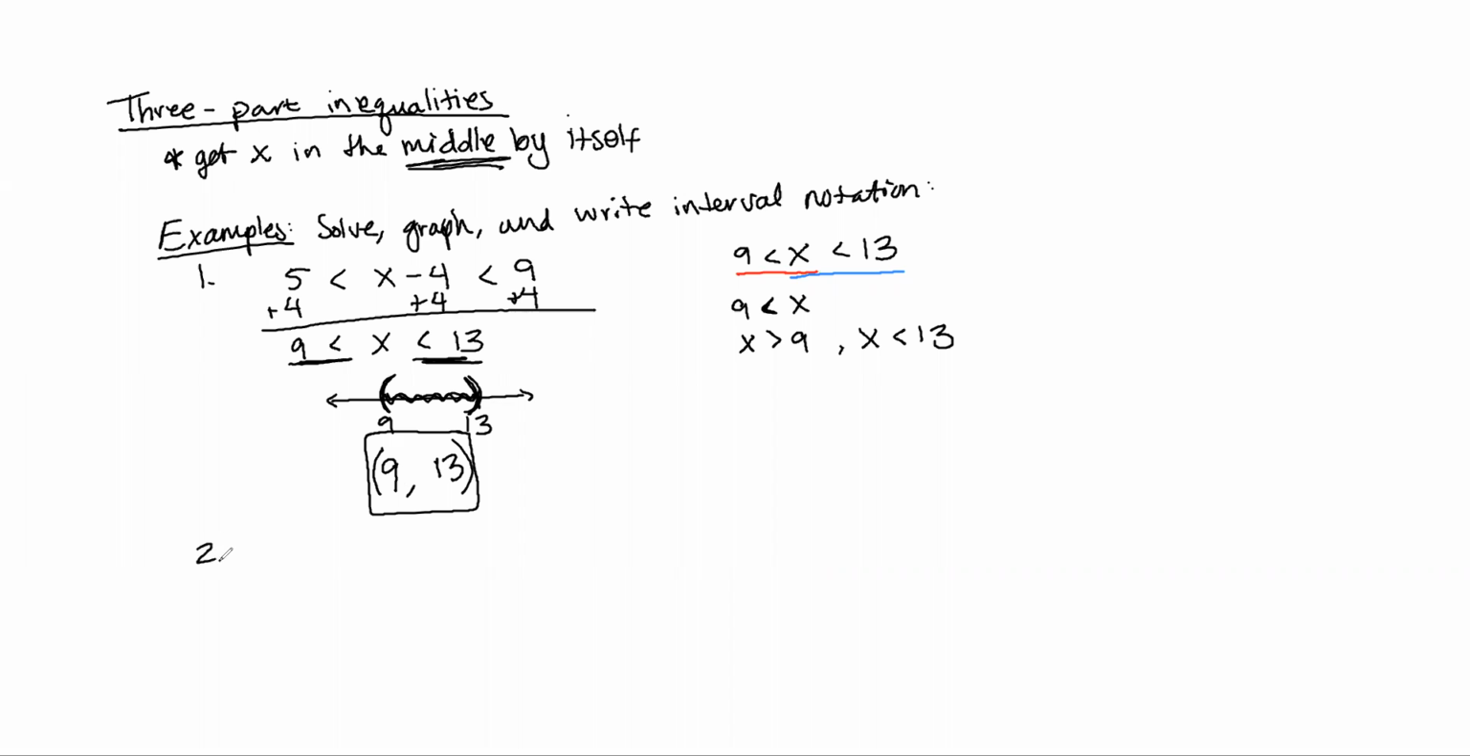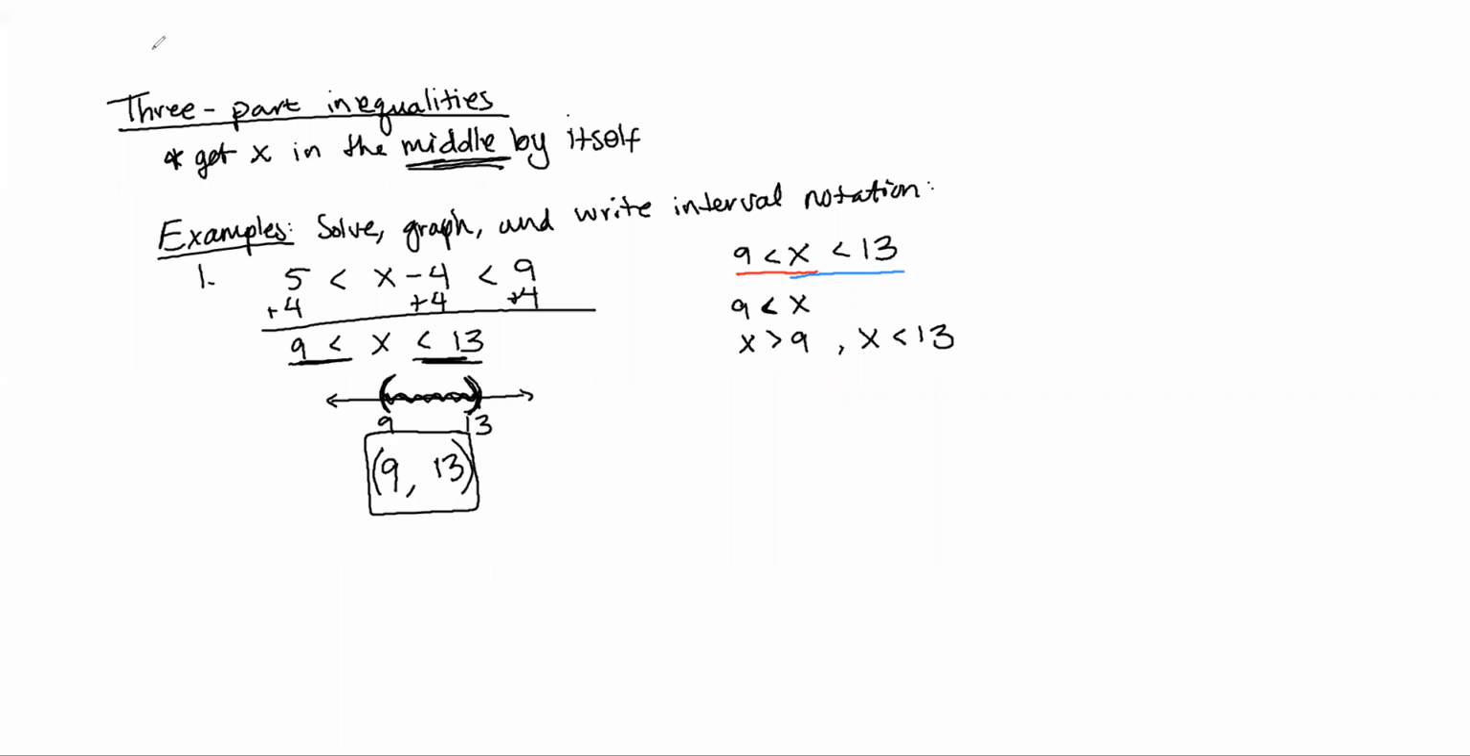All right, let's go ahead and try one more of these. And I'm going to do this on a separate sheet of paper here. Okay, number 2. So this one we're given -2 is less than -4x minus 5 is less than or equal to 7.